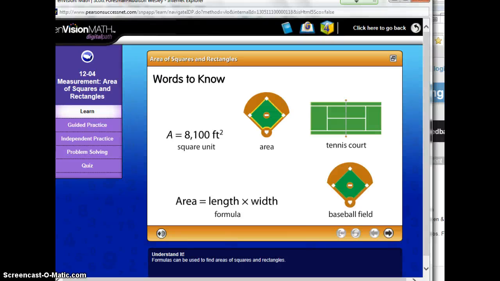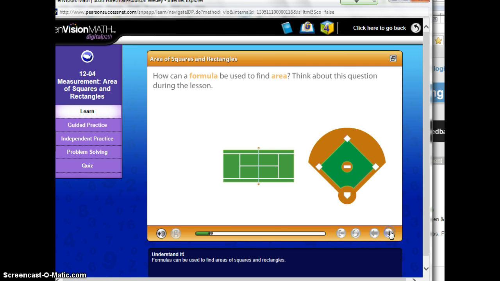While yesterday we worked on perimeter, today we are moving on to measure area. We are only focusing on two shapes today, squares and rectangles. So both are four-sided. How could a formula be used to find area? Well, we're going to look at some formulas today.